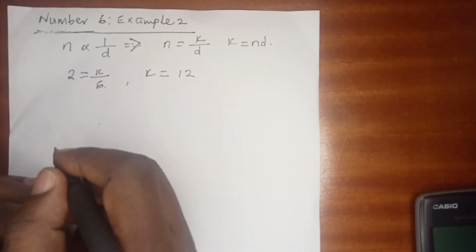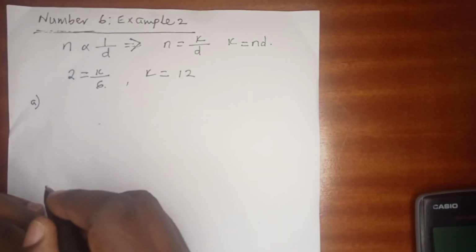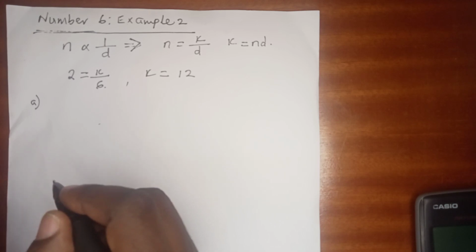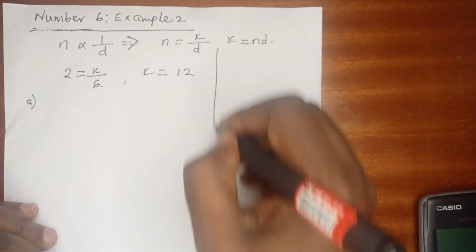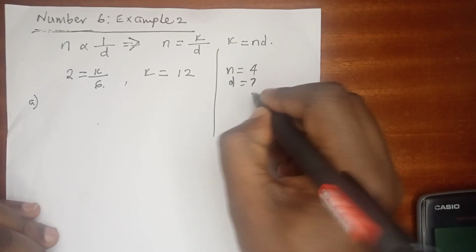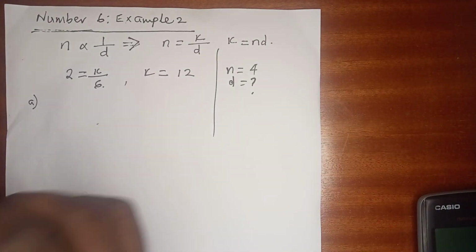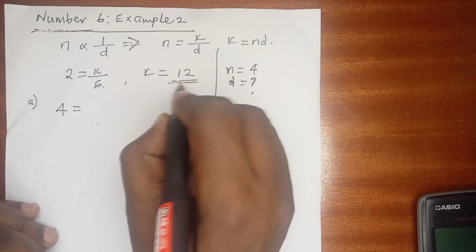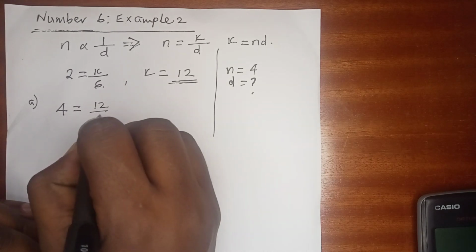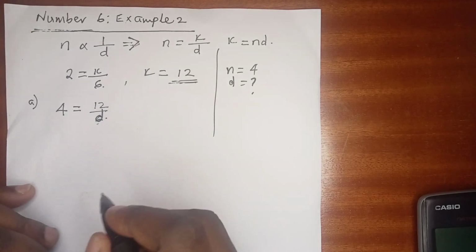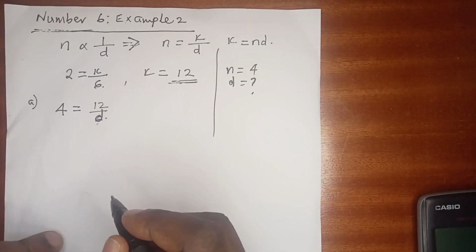Now, going back to the question, part A: how long will it take using 4 pumps? In this case, N is equal to 4, so D is what we are looking for. So, 4 is equal to K, which is 12, over D, the number of days, because we are talking about how long it will take.